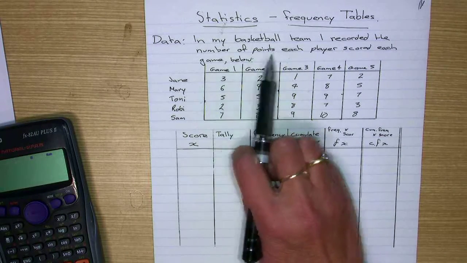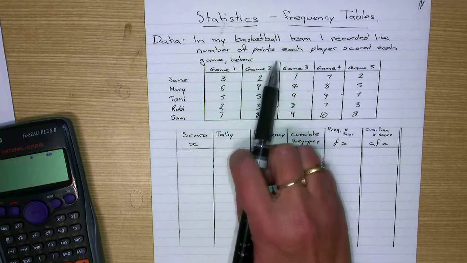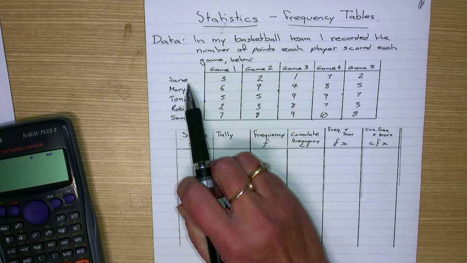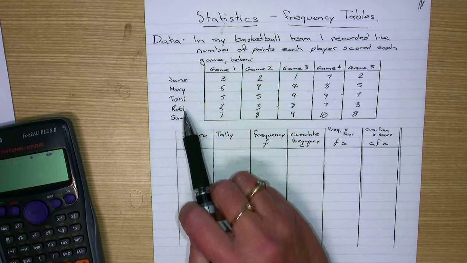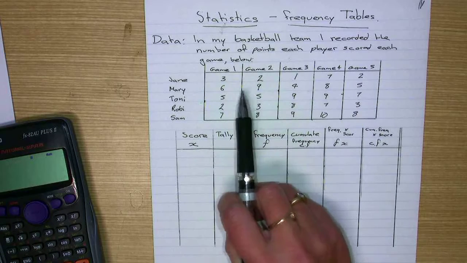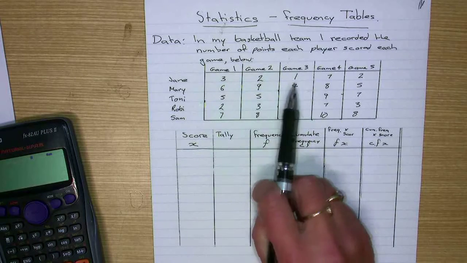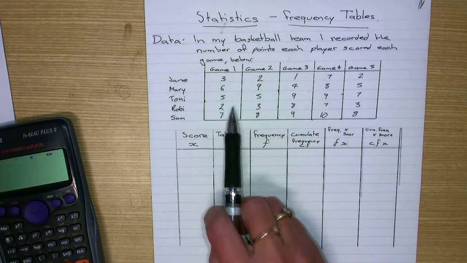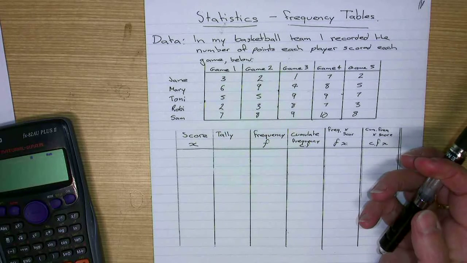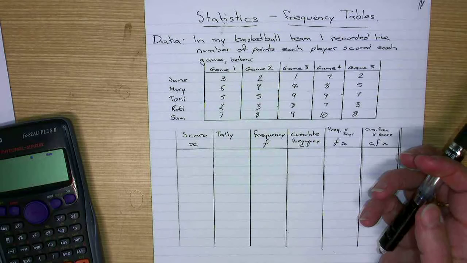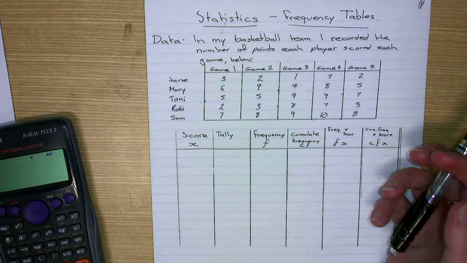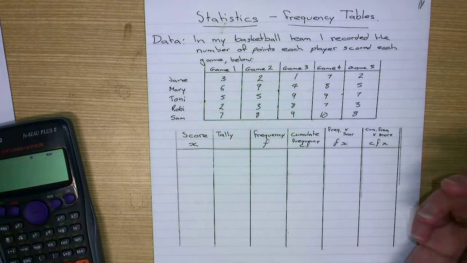So in my basketball team I've recorded the number of points each player scored in the table below. My players are Jane, Mary, Tony, Robbie and Sam. In the 5 games they all scored points. So I want to work out and look at these points to see which points were scored most often, how many points we scored over the season, what the average points are, and all of that information.